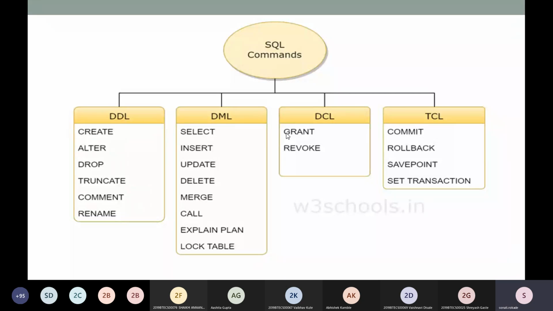Suppose you have deleted particular data. I'm not saying truncated. Suppose you have deleted particular data, you can roll back with the help of the rollback command. Then savepoint. A savepoint is like a milestone of the transactions performed on the database. So when you insert 5 rows and create a savepoint, and then suppose you delete particular data, you can recover the data up to the point where you created the savepoint. Then set transaction. We will cover DCL and TCL next week.